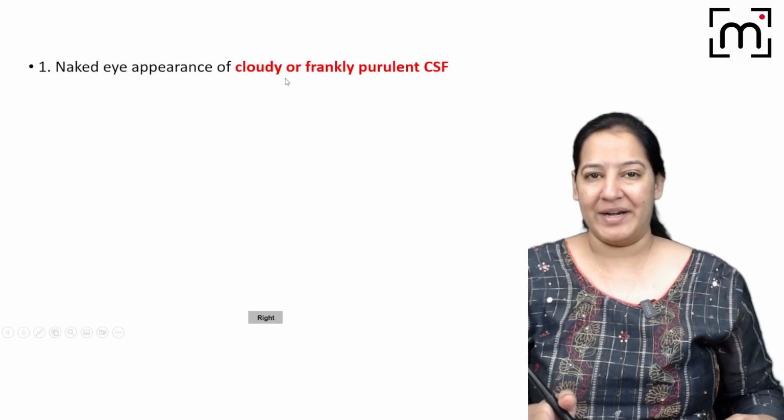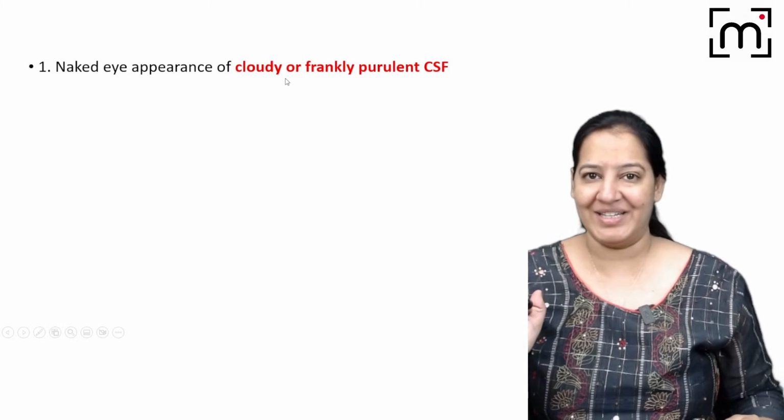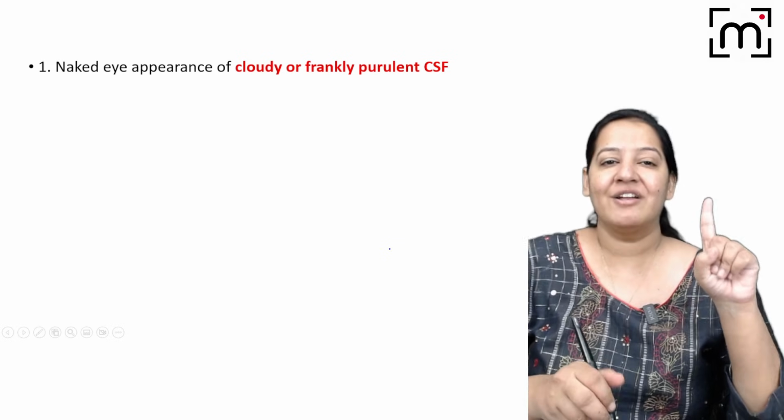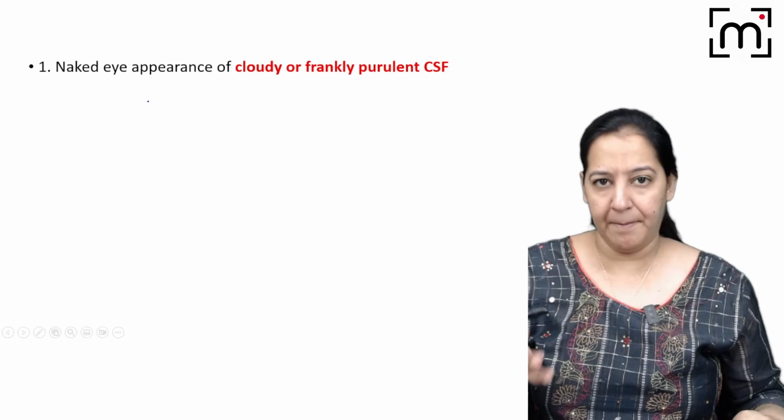Let's start with the first one, the acute pyogenic meningitis. So we have to see the 7 features. What are the 7 features? The first thing, see the appearance.